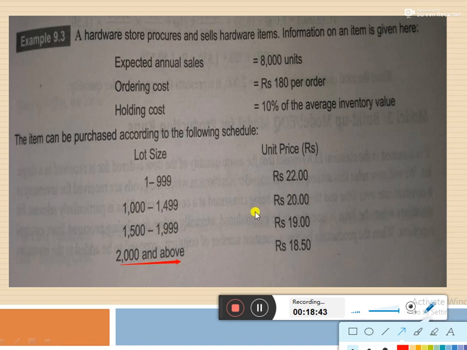So in this way, we can apply the second model, that is economic order quantity model with price breaks, to minimize the total cost of inventory.